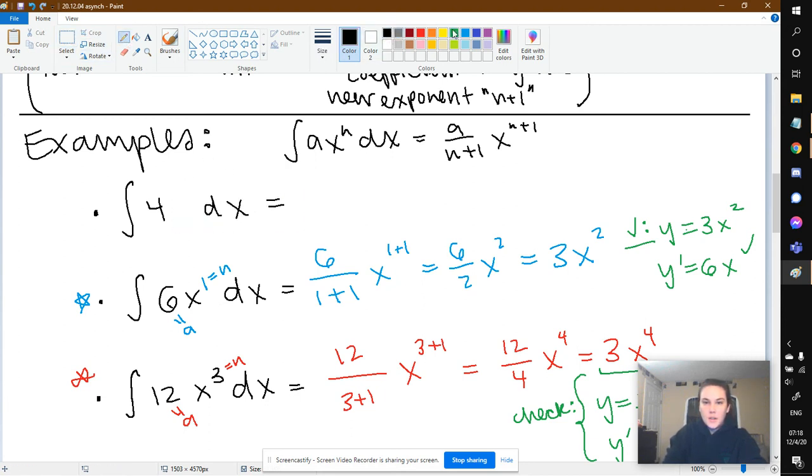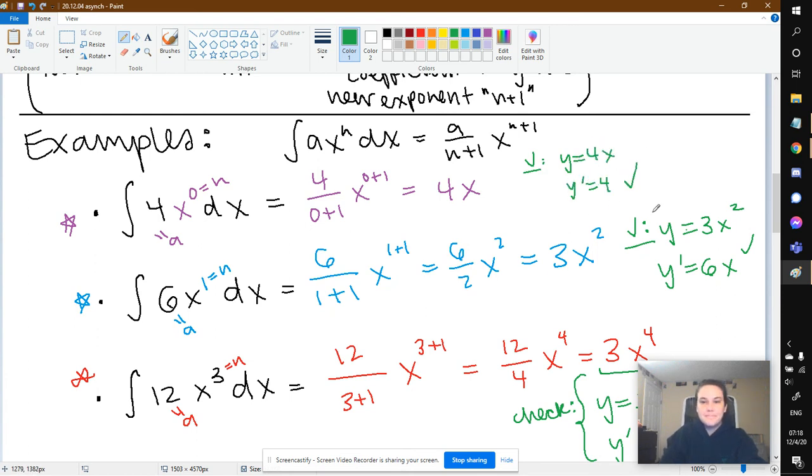All right. Here's another example. I should have written these in backwards order. That's my bad. I'm going to write in that 4 is the same as 4x to the 0. So that when I take the integral, I can fill in my pattern where 4 is a and 0 is n. So I get 4x. Nice. Let's check. The derivative of 4x is 4. We're looking good.